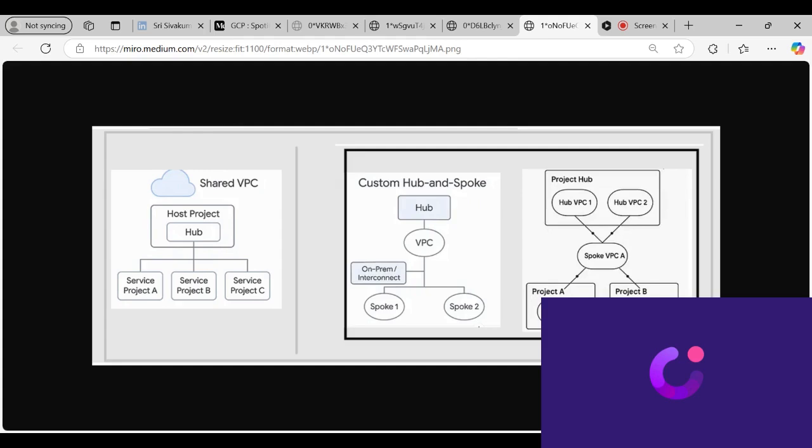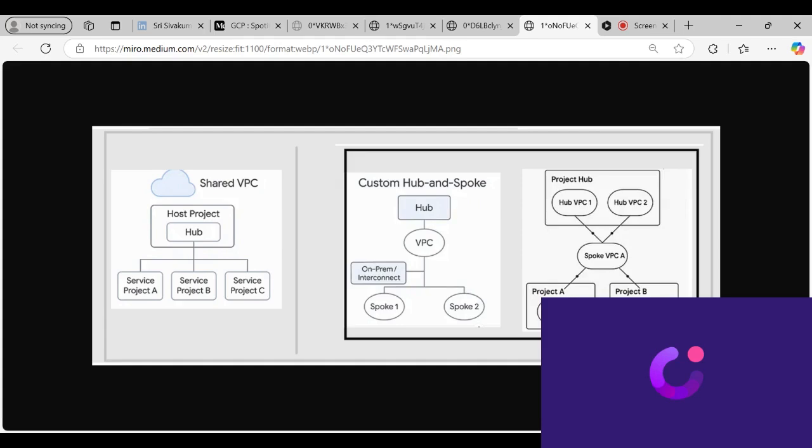There is another model called custom hub and spoke. The host project in the shared VPC architecture comes as a centralized one, and the rest form a kind of spoke which connects to the centralized hub. And here there are several spoke projects: project A, project B, project C. Those are all kinds of service projects like what we have seen in shared VPC.